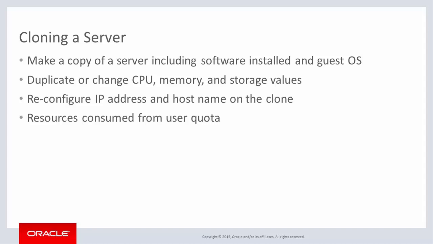When making a clone, you can duplicate or change the resource settings for CPU, memory, and storage. Because the clone operation copies the server's system disk, the IP address and hostname are also duplicated in the clone. These have to be changed before the server can be used. All resources needed to create the clone come from the allocated quota for the user managing the zone where the clone resides.